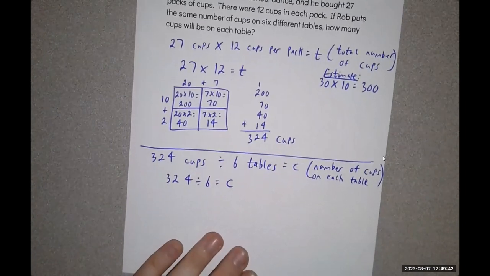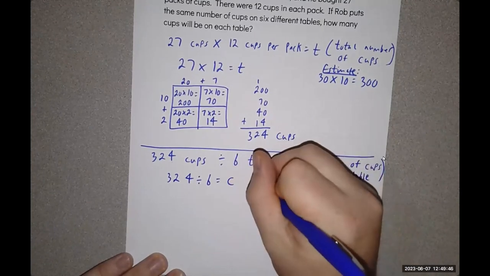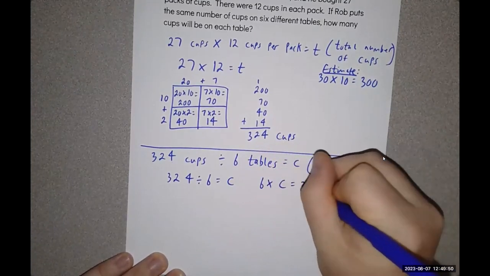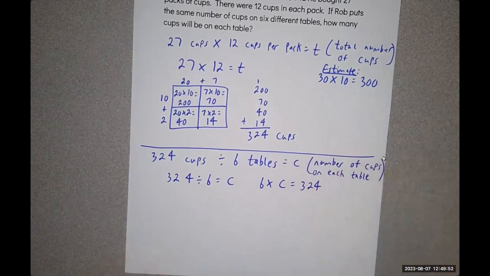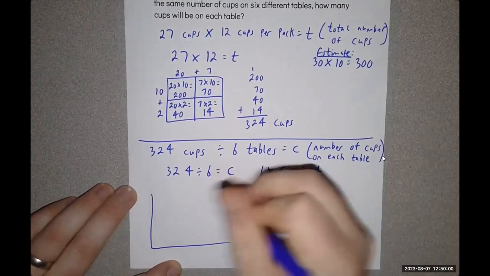And when we think about this, we could also think about our inverse operation as well. So we could say 6 times C equals 324. Remember, we want students to be able to use that inverse operation to really help them when they're solving division as well. So I'm going to solve this using an area model.